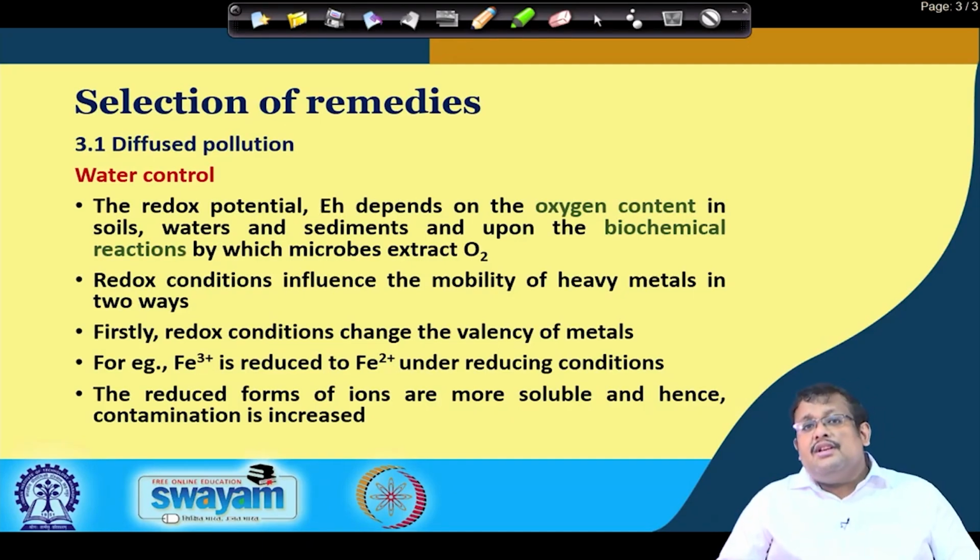Now, redox condition influences the mobility of heavy metals in two ways. Firstly, redox condition changes the valency of the metals. For example, in the case of iron and manganese, by changing the valency of the metals, it basically converts the lower soluble ions to higher soluble ions. For example, Fe3+ is reduced to Fe2+ under reducing condition, and thereby their solubility increases, and the reduced form ions are more soluble, and hence contamination is increased. So, that is why changing redox condition can increase the solubility and thereby change the contamination.